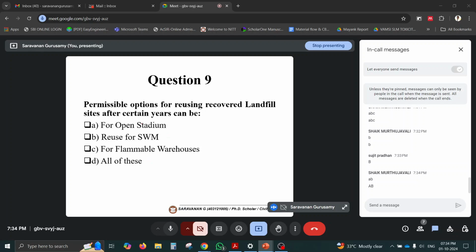After 15 years only, after certain years, that is 15 years. So we can plan for open stadium. We can reuse it again for solid waste management, like any MRF we can construct there, any compost plant we can construct there. Any incineration plant, not incineration, because it's flammable. For flammable we should not use a warehouse, because a warehouse we can use for non-flammables. So 1 and 2 are correct.